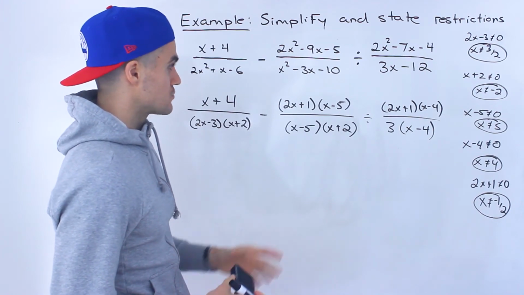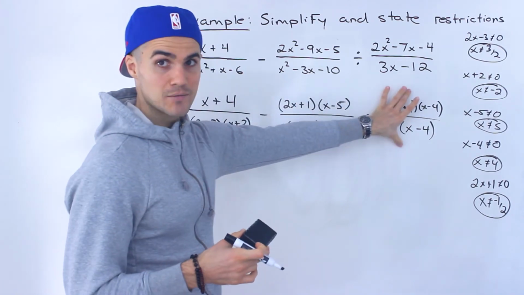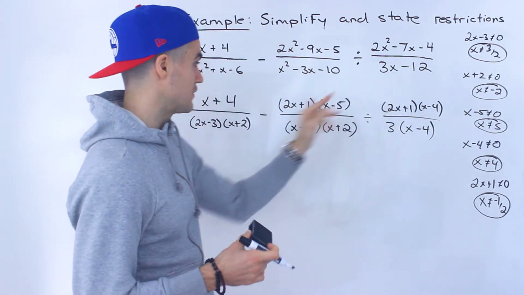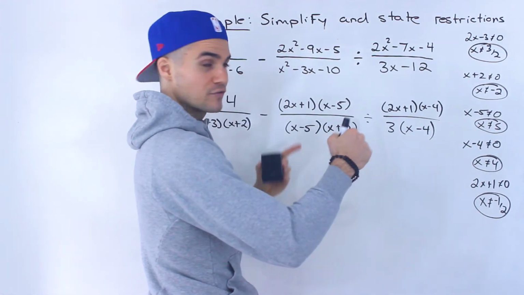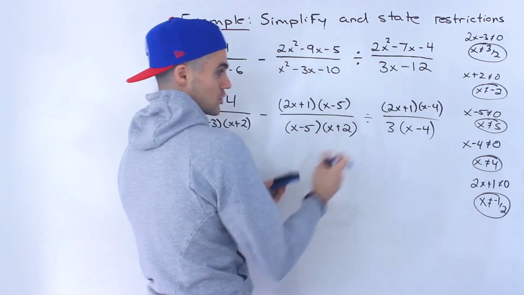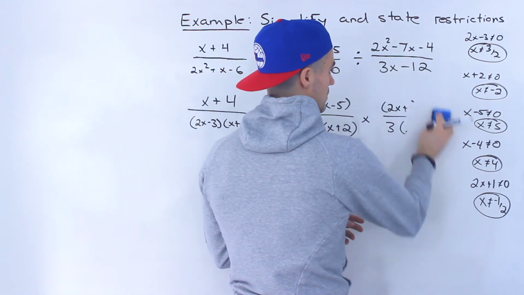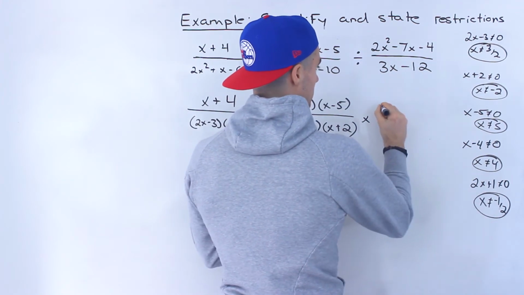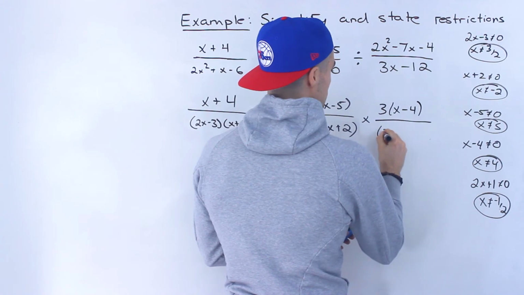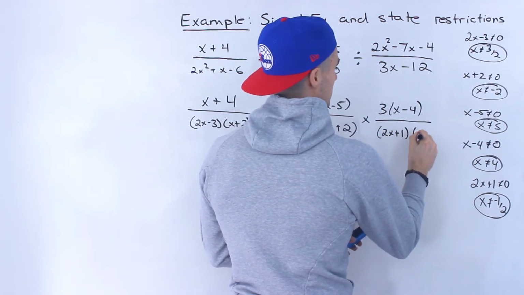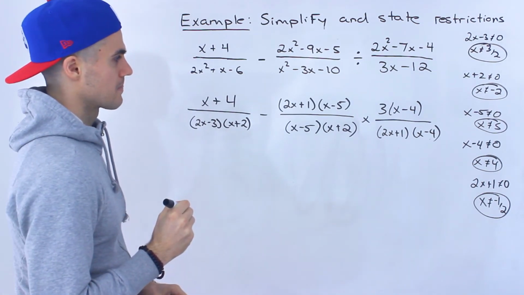Now to simplify this, remember we're doing BEDMAS, so we're actually going to have to take this and divide it by this first before doing the subtraction. Now when we're dividing, what we do is we actually end up flipping the term and changing it to multiplication. So that's what I'm actually going to do here. So if we do flip it, we would end up with 3x minus 4 and then 2x plus 1 times x minus 4, like that.